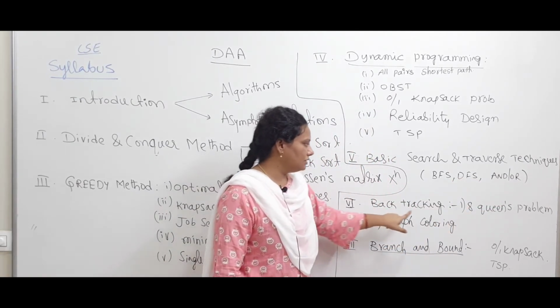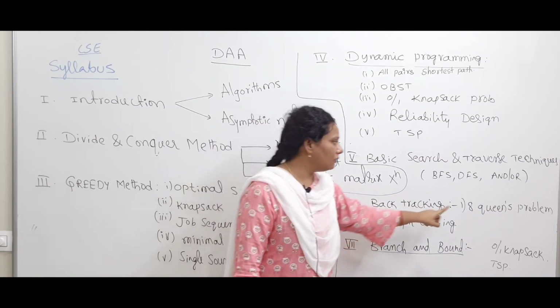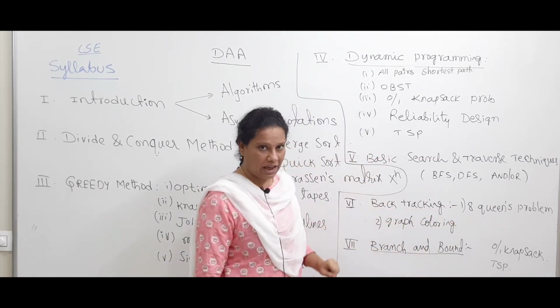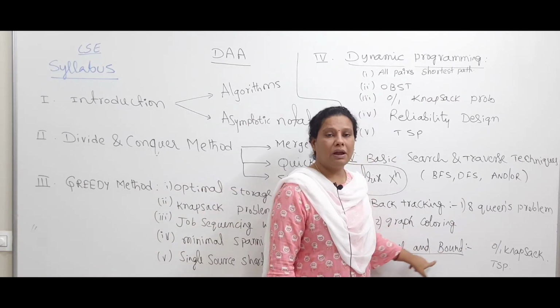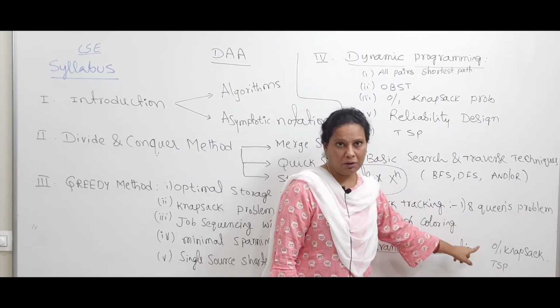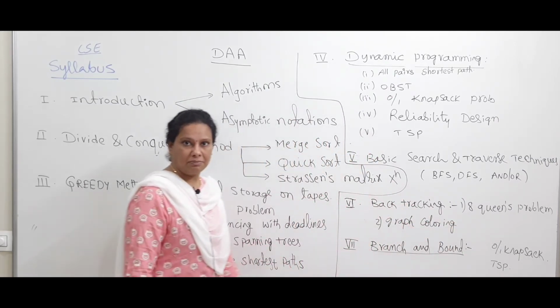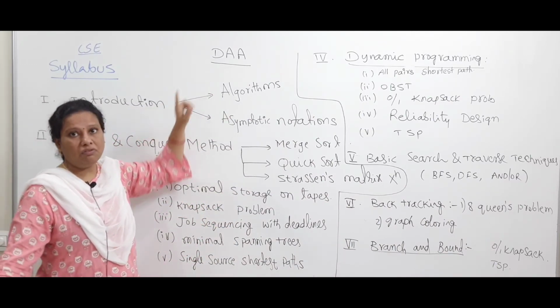The next method is backtracking. In this backtracking method, the topics covered are 8 queens problem, graph coloring. Next method is branch and bound. In this branch and bound, the topics covered are 0/1 knapsack problem, traveling salesperson problem. This is the syllabus of design and analysis of algorithm.